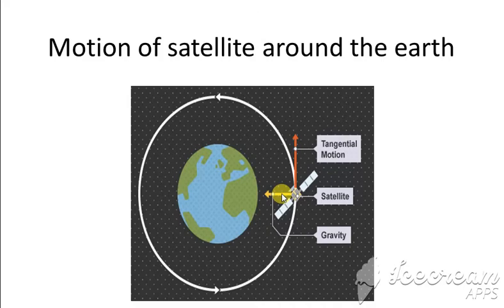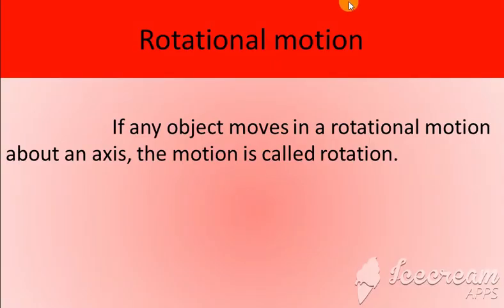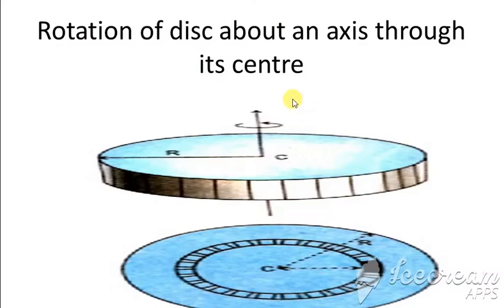Next one is rotational motion. This rotational motion should have an axis. So about an axis, if it is moving, that is called rotation. So consider this is a disc. This disc is rotating through its center. Through its center it is rotating. So this is a rotational motion.